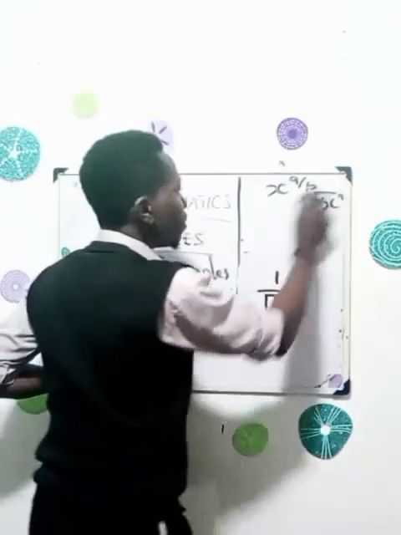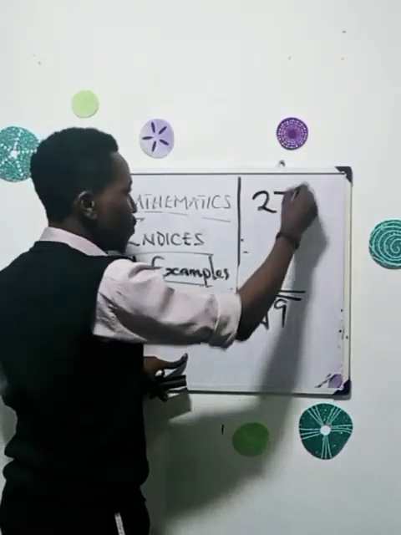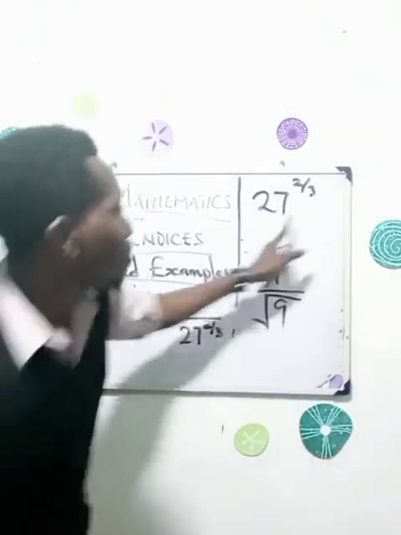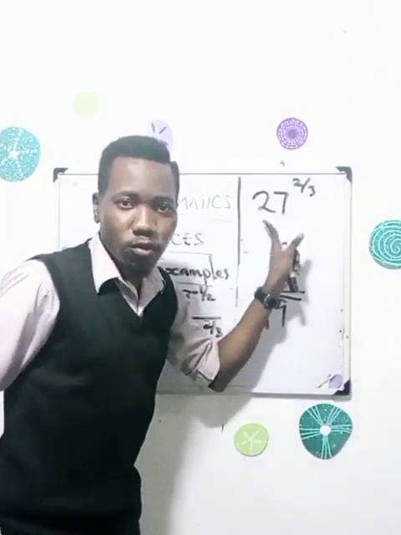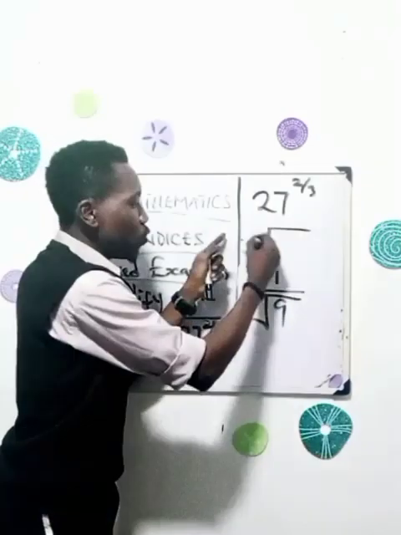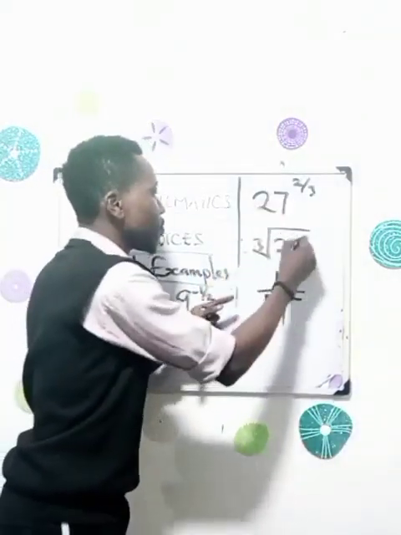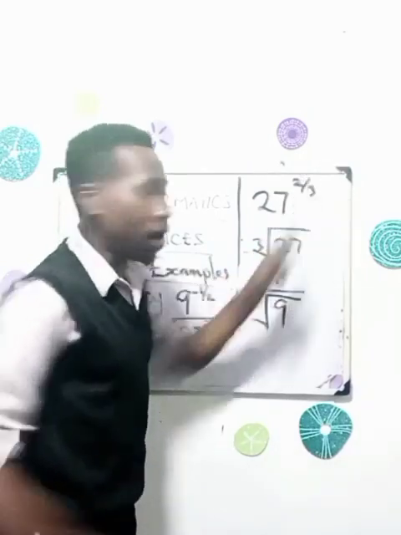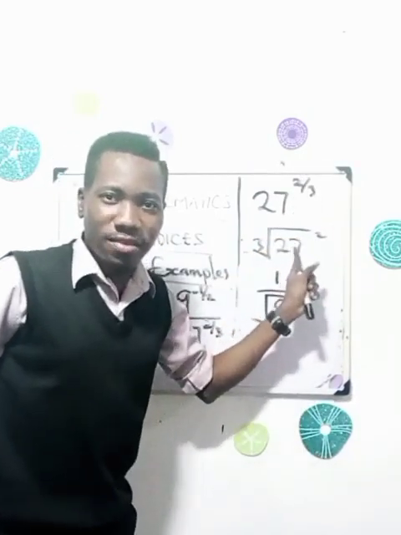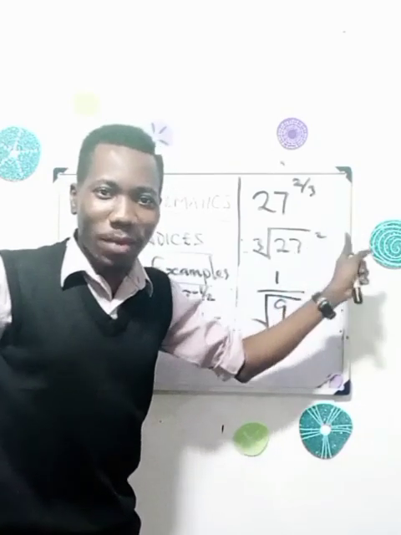So now, this one, let me write this out also. 27 raised to the power of 2 over 3. The same thing applies. The number down becomes the root of this, and this is raised to the power. So it becomes the 3 root, which we call the cube root of 27, raised to the power of the 1 up, which is 2. So what is the cube root of 27? It's 3. So 3 raised to the power of 2. Am I too fast?